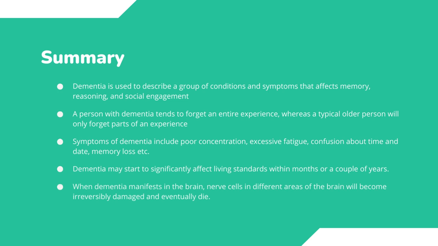Summary. Dementia is used to describe a group of conditions and symptoms that affects memory, reasoning, and social engagement. A person with dementia tends to forget an entire experience, whereas a typical older person will only forget parts of an experience. Symptoms of dementia include poor concentration, excessive fatigue, confusion about time and date, memory loss, etc. Dementia may start to significantly affect living standards within months or a couple of years. When dementia manifests in the brain, nerve cells in different areas of the brain will become irreversibly damaged and eventually die.